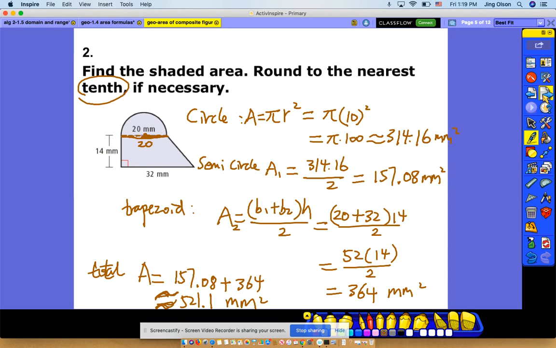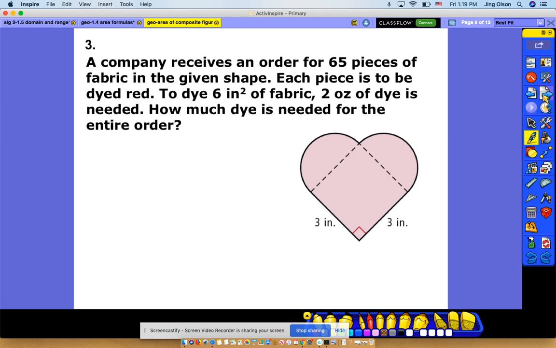So number 3. We have a shape that is a heart. It's not Valentine's Day yet. If you break this into different shapes, we have a square and then 2 semicircles. The 2 semicircles are exactly the same size. If you put them together, you get a full circle, right? So we have a full circle.